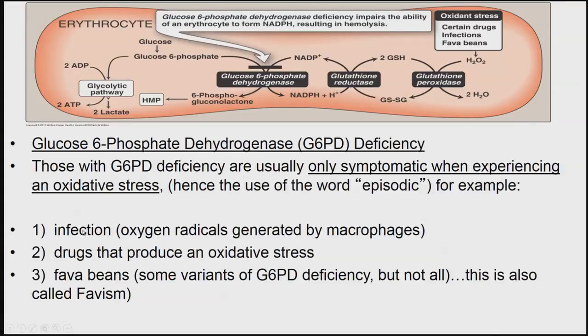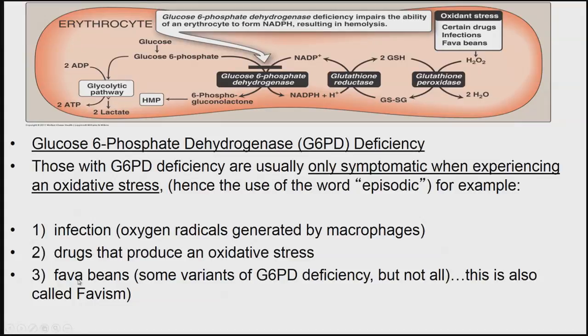There are also drugs that produce an oxidative stress, and you will see this later on. There are lists of drugs that patients with G6PD deficiency can't take, or at the very least, you have to be very careful when giving them these particular drugs, because the way they're metabolized will cause an oxidative stress. In a normal individual, it's not a big deal. In a G6PD deficient patient, it can be.